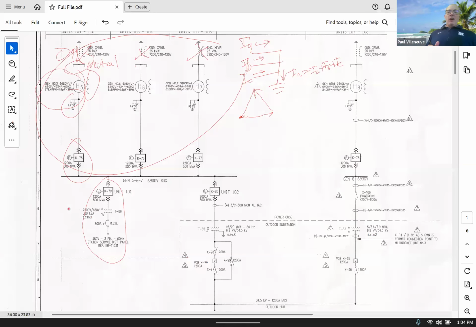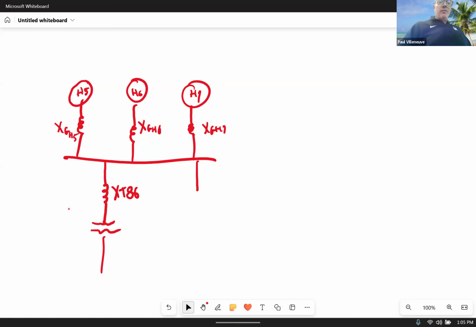Now we're going to go and we see that that breaker number is K80. Again, not an impedance device. But now we go to T85. So we have another transformer, shown there.